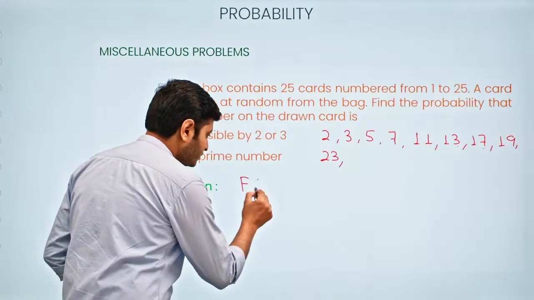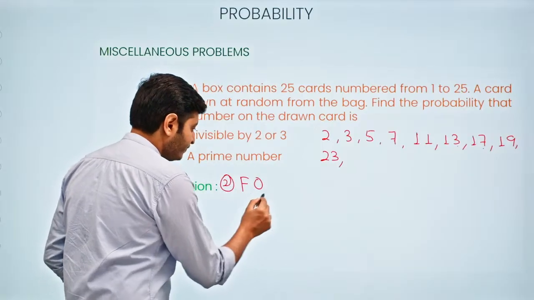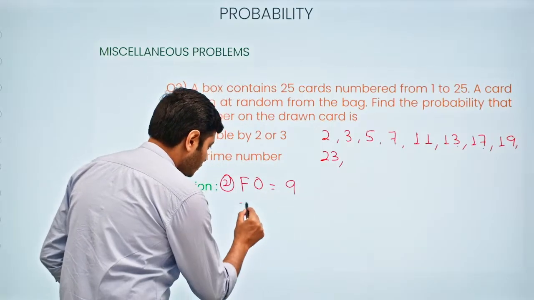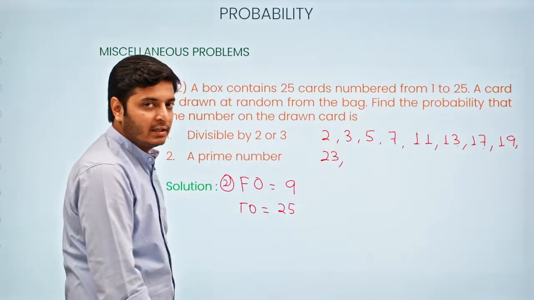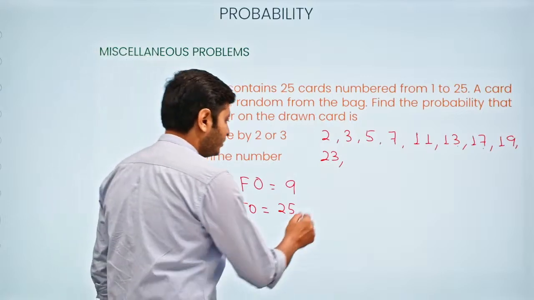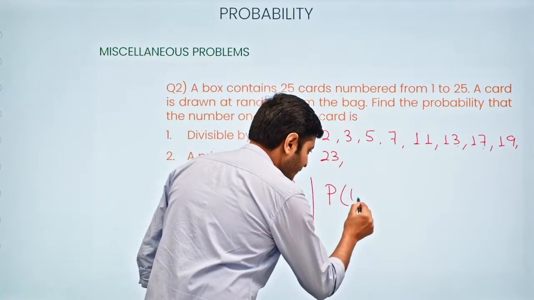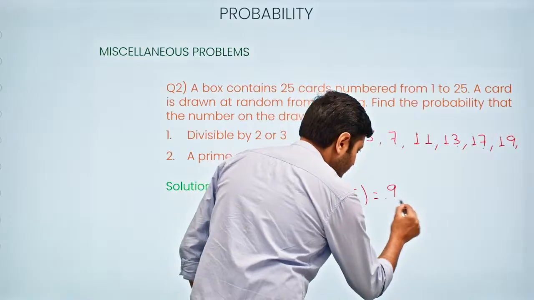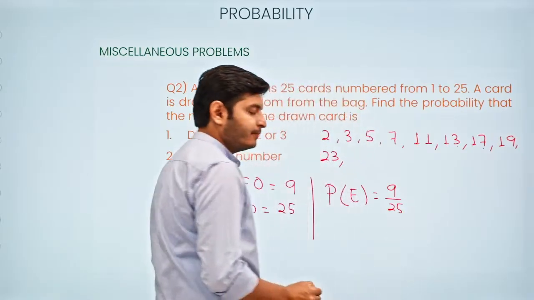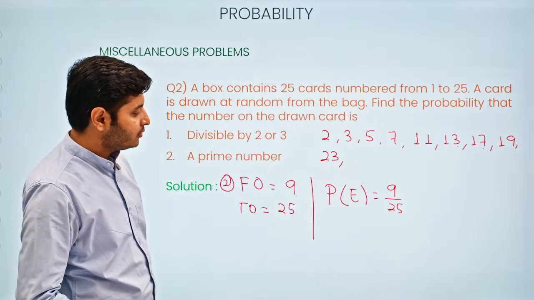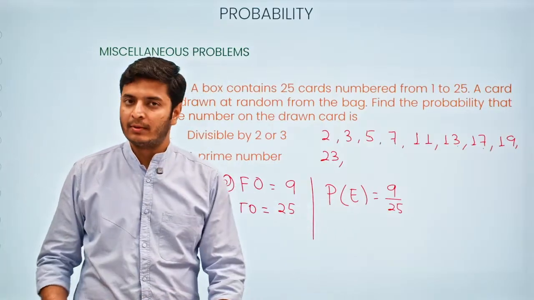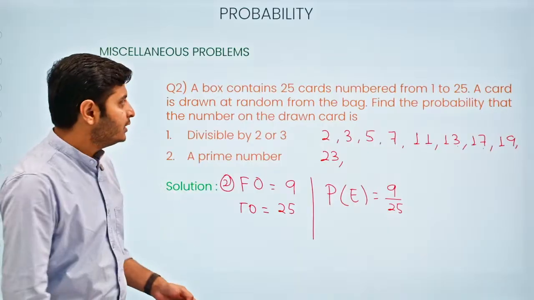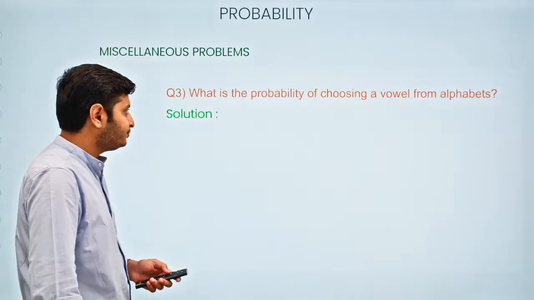So favorable outcomes for the second part is 9. Total outcomes is 25. Now the probability of getting a prime number, P of E, is 9 by 25. Is there any common factor? No, there is not. So this is how you can find the probability of getting a prime number. Now let's move on to the next problem.